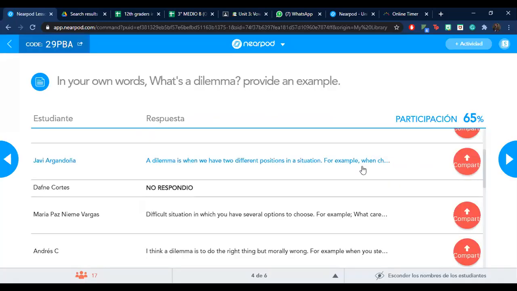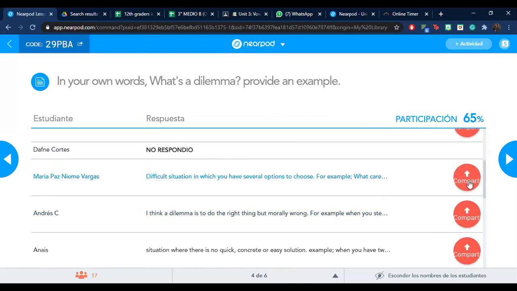I like the one on the boy. Let's go to Disney World. Oh, let's go another one. Good, good, good. Let's see.